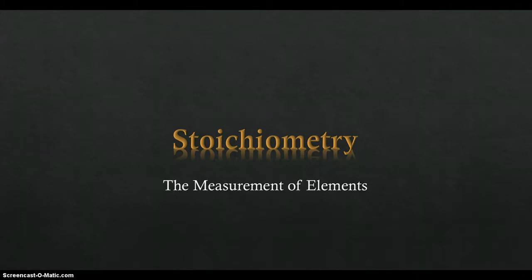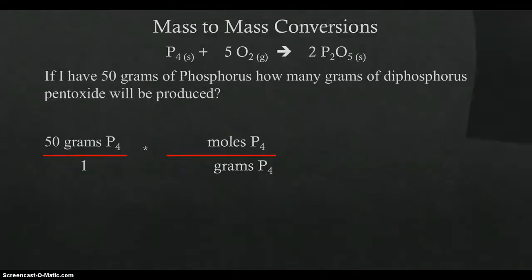Today we're going to go from the practical side: grams of one thing. If I have X amount of grams of this, how many grams am I going to end up with? So let's move to our next slide. At the top it says mass-to-mass conversions, and we have our equation, the same equation that's in your notes, the same equation we've been using for the last couple of presentations. The question is, if I have 50 grams of phosphorus, how many grams of diphosphorus pentoxide will be produced?